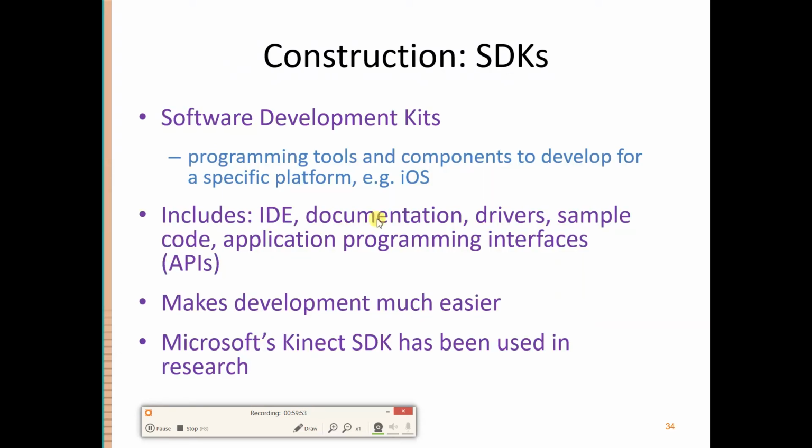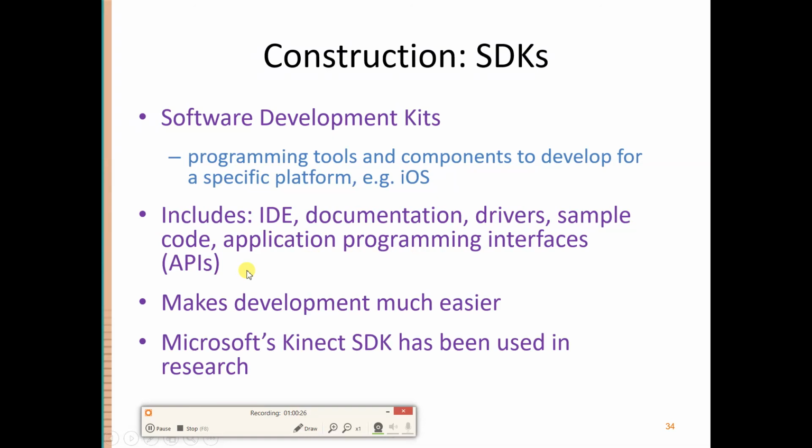Now the easiest thing for us is using the software development kit for building the prototype. Software development kits, for example Java or maybe other things, can be used to build the prototype. They are programmable tools and components to develop for a specific platform. For example, for iOS we can use some development kit to build software for Android, for Apple iOS, or for other platforms. They include the IDE, documentation, drivers, sample code, and application programming interface.